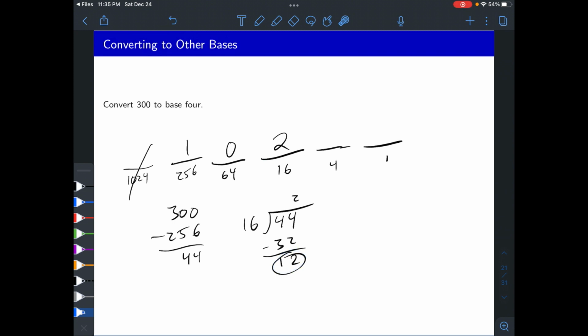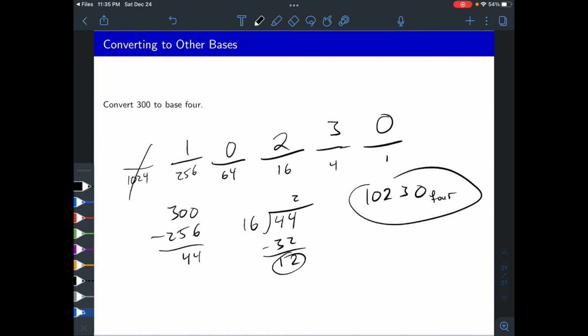If we have 12 left over, how many groups of 4 are going to go into that? Well, that would be 3 groups of 4, and then we won't have any ones left over. If this was like 303 base 4, then all of a sudden this would be a 3 now. Let's just keep it as the original problem though, and so this would be basically our answer. We would have 10. Let's write it a little bit cleaner. 10230 base 4 for our final answer.